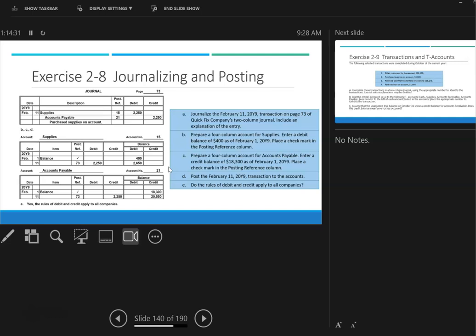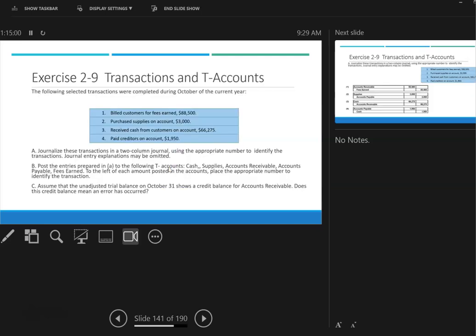You see, we create the journal entry. We show our supplies were debited, our accounts payable credited, and then you see how we posted it. Do you see there how we posted that transaction to supplies as a debit? We posted the accounts payable as a credit. Both of them started with beginning balances. So I'm just showing you how the process works.